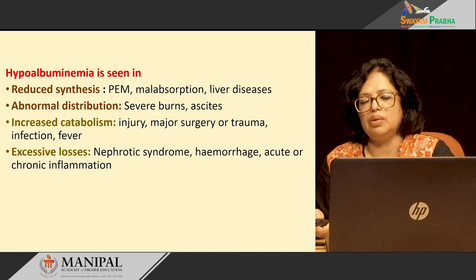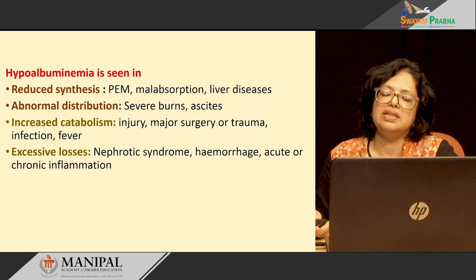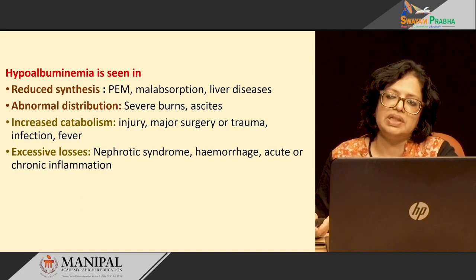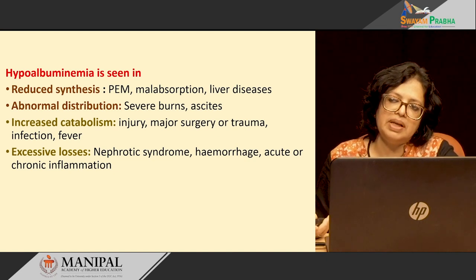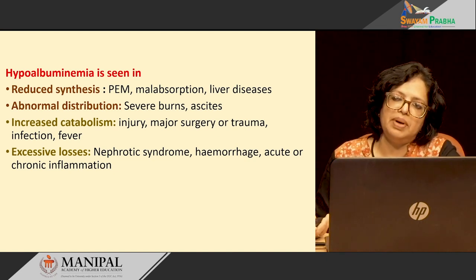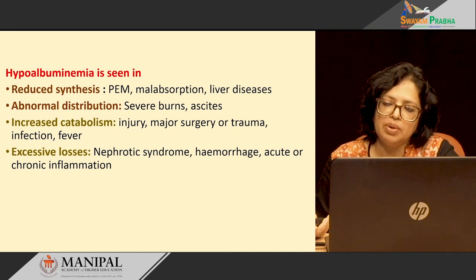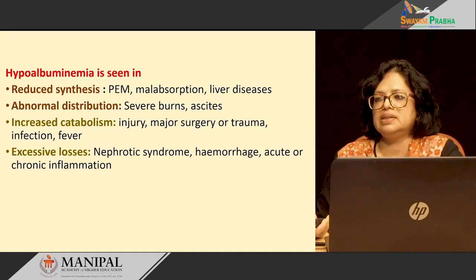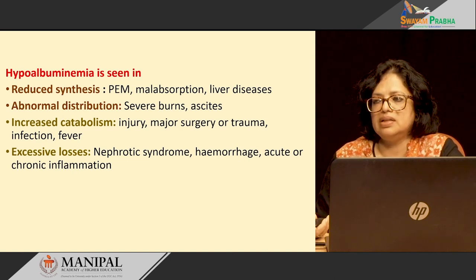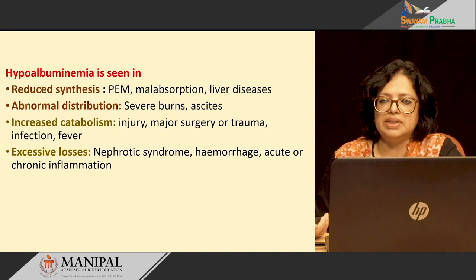Excessive losses of albumin are seen in a condition called nephrotic syndrome, which is about the increased permeability of the glomerular membrane to protein. So, albumin is lost along with certain other lower molecular weight proteins during hemorrhage, where blood is lost, or during acute and chronic inflammation.